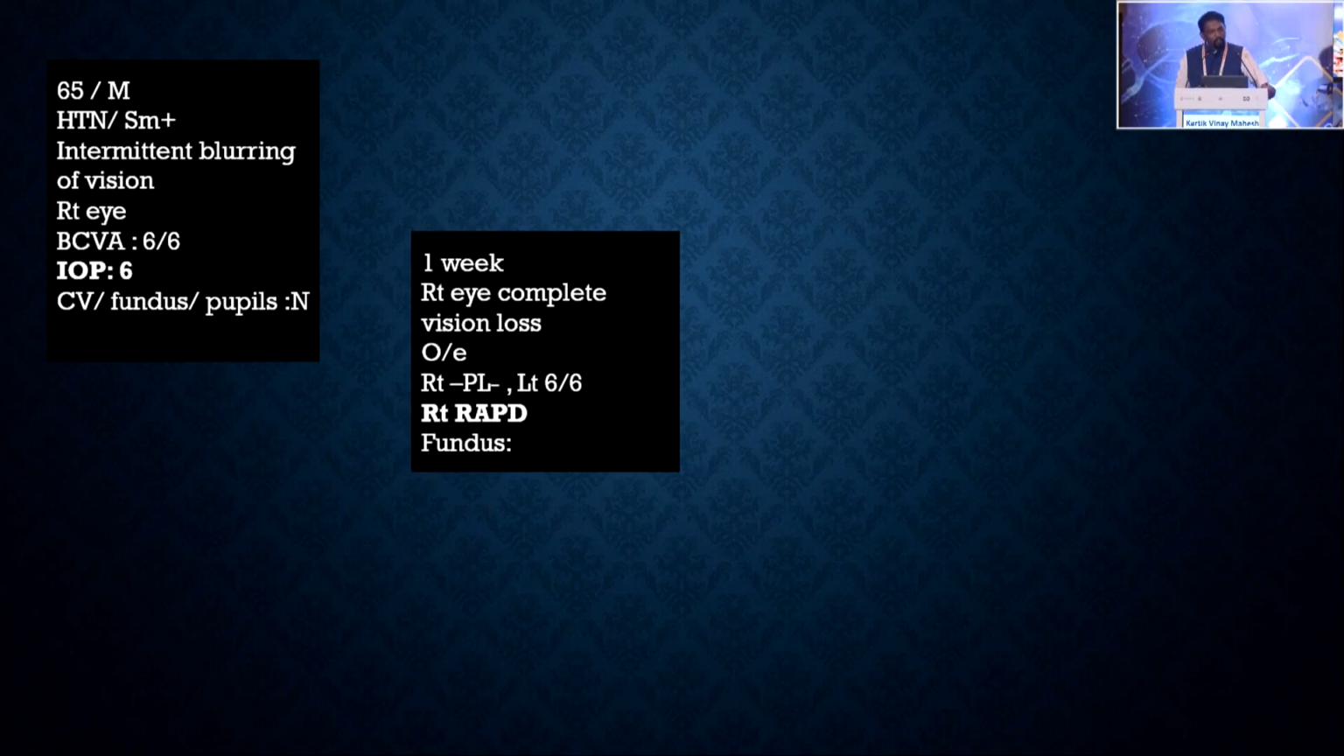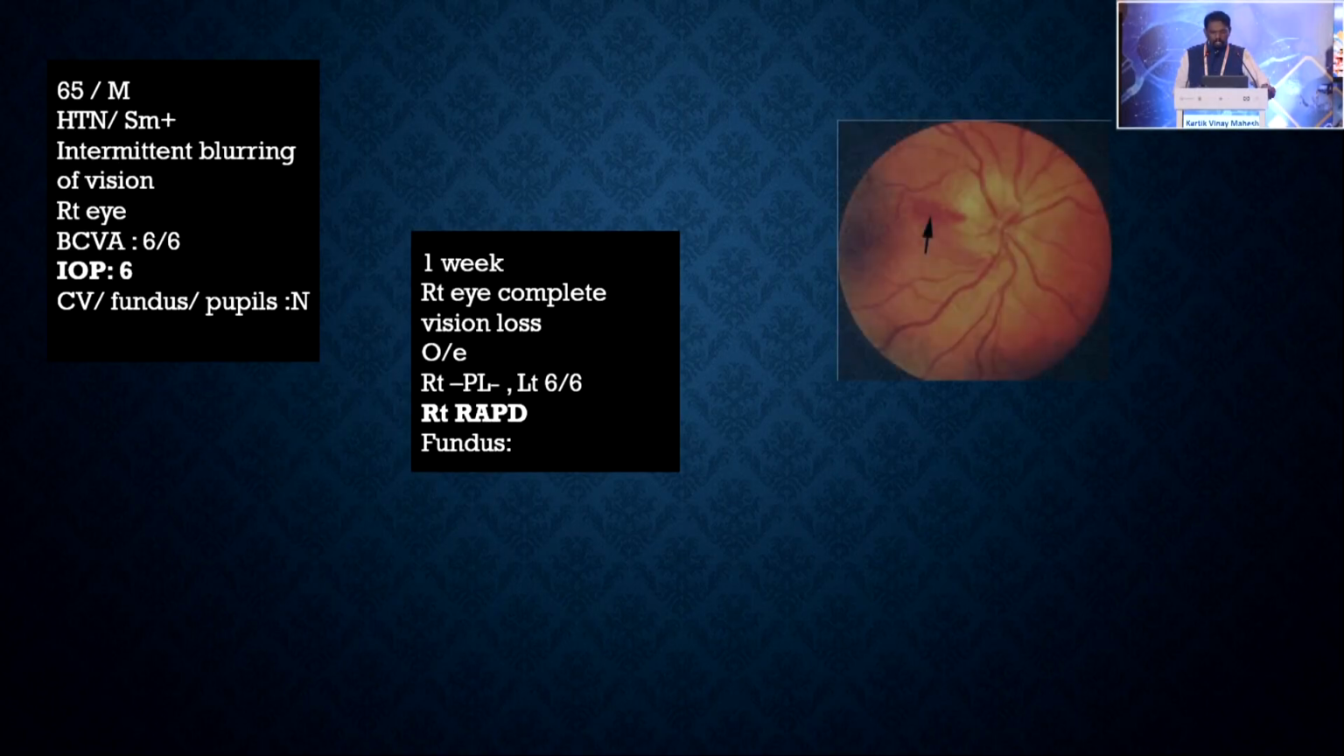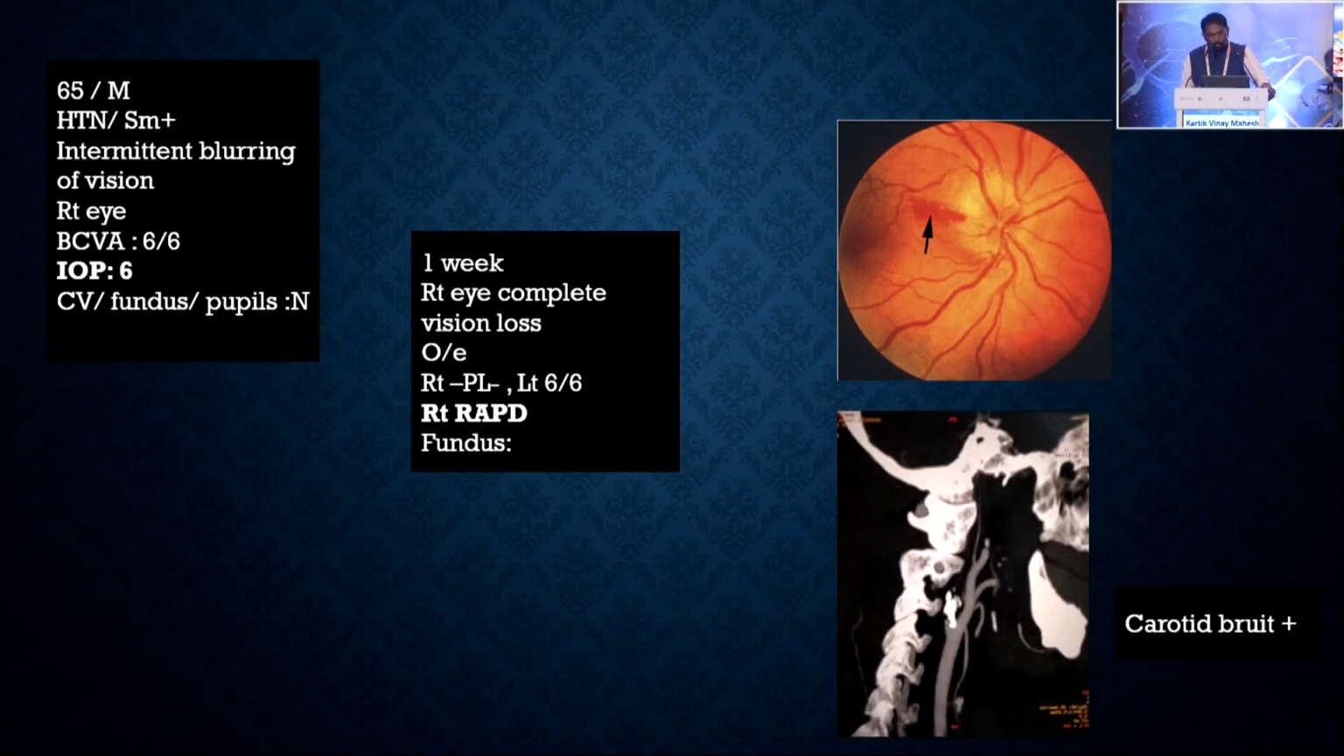He comes back to you after 1 week with complete vision loss in the right eye. Now there's PL negative in the right eye, there's right-sided RAPD, and the fundus shows a disc edema with hemorrhages on it. These are flame-shaped hemorrhages. This is a vascular event. When you do an angio in this patient, there's a complete ICA involvement. The patient also had carotid bruit, which we missed.